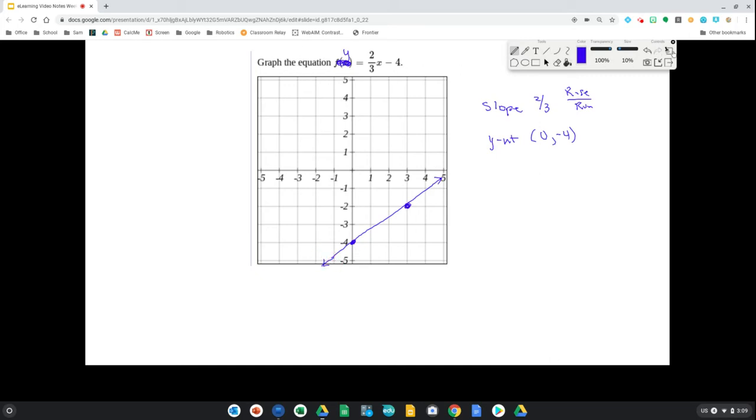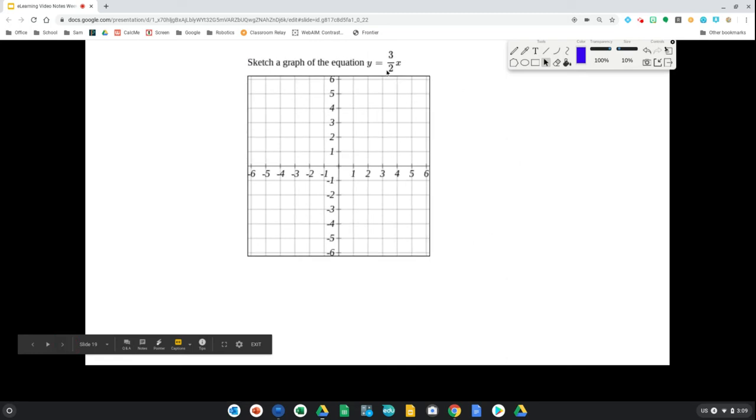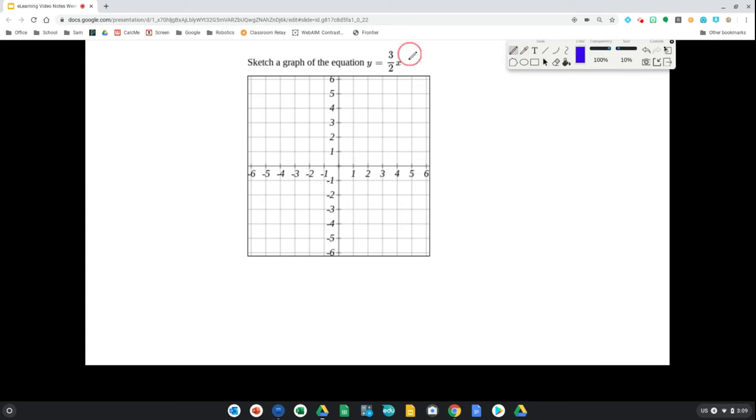All right, so that's what you're going to be doing, graphing these lines. As long as they're in this form, it's easy to graph because we know what the slope is and we know what the y-intercept is. Now, don't forget, there are some special things we need to remember, like this equation where it says y equals 3/2 x. What is your y-intercept going to be in that case? Remember that means y equals 3/2 x plus 0. So our y-intercept would be 0. So our first dot is going to be right here at 0, 0.